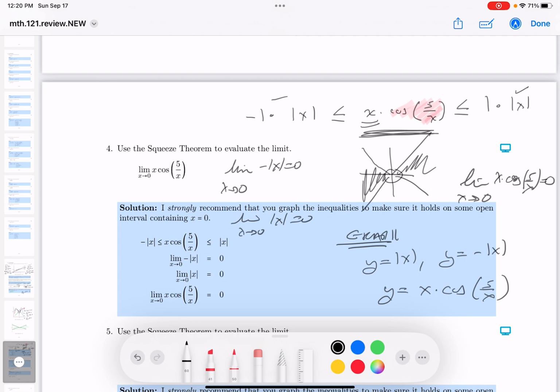It's not defined as 0, though. So look at the work. I want to point out this is written down for you. I did that limit. And again, we're using the squeeze theorem. And we should state we're using the squeeze theorem.